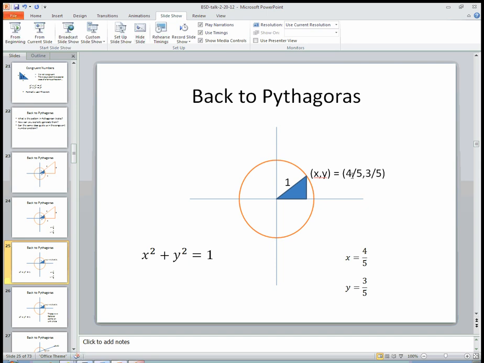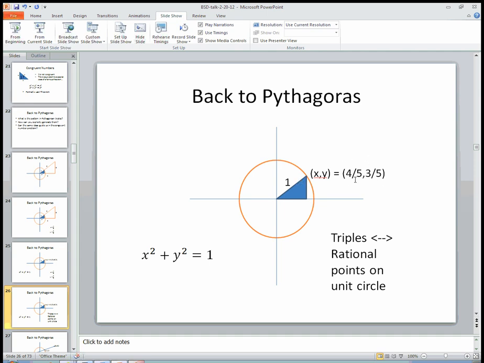In this case, this is the point 4/5 comma 3/5. So we've gone from a triangle and that kind of geometry to the geometry of the unit circle, and we've got algebra associated to that unit circle. That's something we're going to see a lot of. So in particular, if I have a Pythagorean triple, I can scale it down to get a point on the unit circle, and these numbers are going to have rational coordinates.